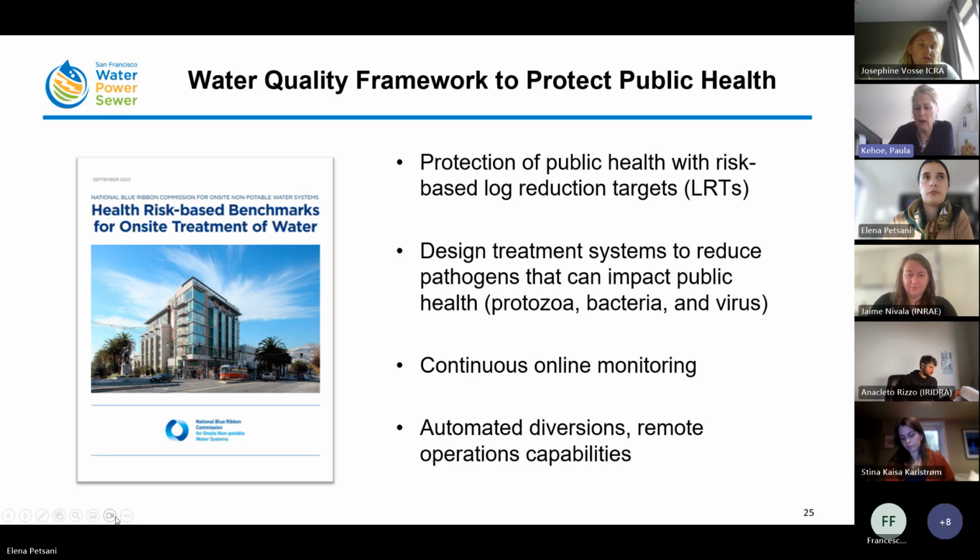Just quickly, our key has been water quality and how we have established this framework to protect public health, focusing on log reduction targets. Protozoa, bacteria, and virus are the most important pathogens of concern. We focus on that with the treatment trains, with continuous online monitoring, and with automated diversions and remote operations capabilities. The intent is that these systems are not operated by an operator 24 hours a day. For example, operators just come a couple hours a week, so they're very highly automated systems. Next.